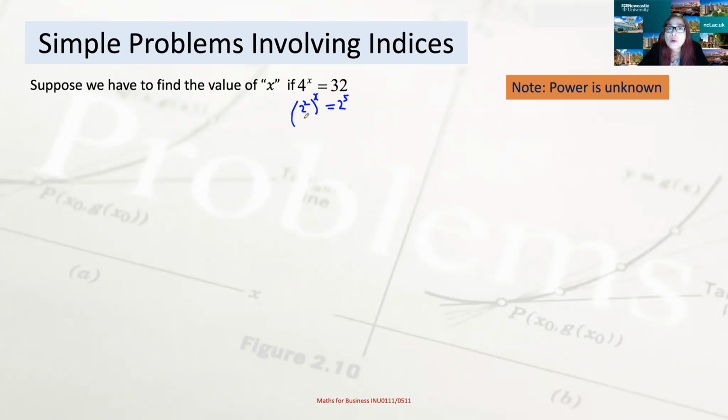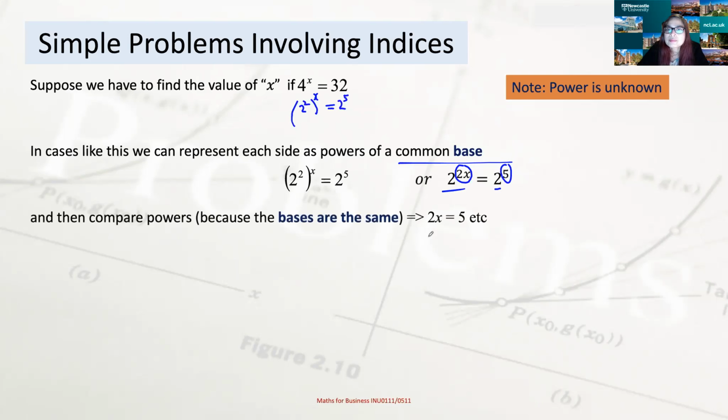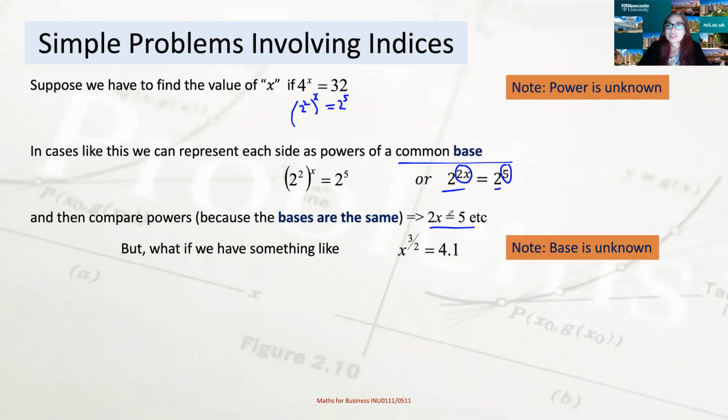And now I can compare the powers. So what I'm doing here is, when the power is unknown, I represent both sides with a common base. Now I need only 2 as the common base, so I write it like this. Now I have 2 as the common base, so I can compare the powers. 2x is equal to 5. So x is equal to 5 by 2. Got it? So x is equal to 5 by 2.